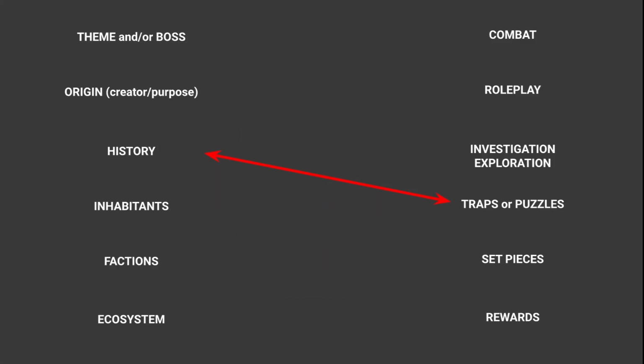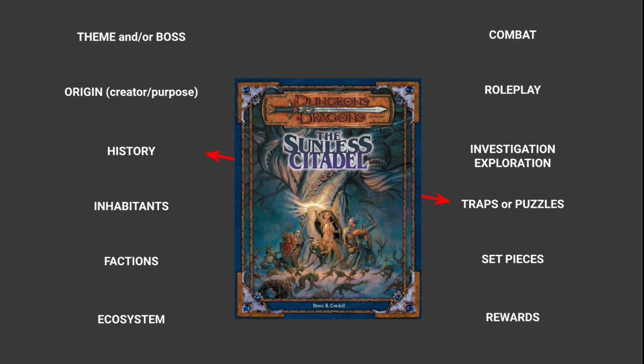Now, the next example is combining history with your traps and puzzles. The history of the dungeon can largely inform the types of traps that are going to be in it. Now, Sunless Citadel is a 3rd edition adventure that is a great example of that. It's a temple built by elves to worship an evil dragon that has fallen into decay and ruin. There was a member of the dragon cult that turned himself into a troll and was therefore imprisoned and punished by the rest of the cult.